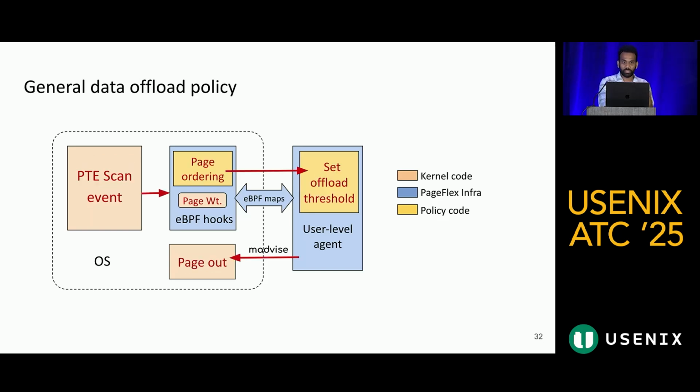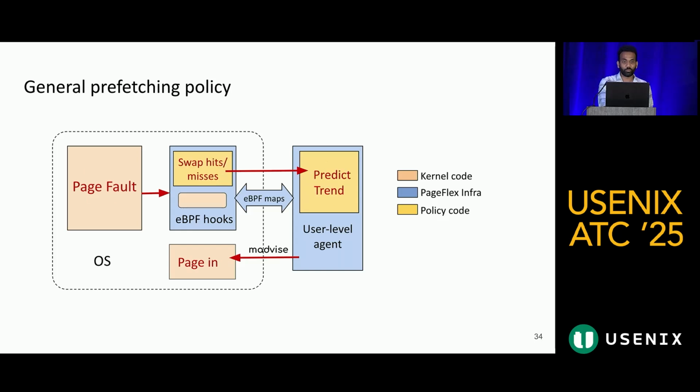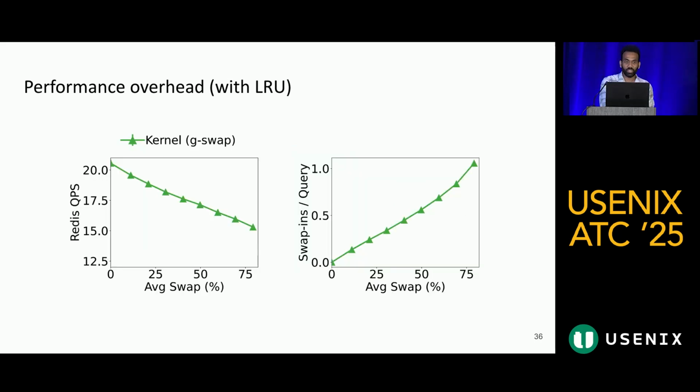We show that this particular model is enough to implement many policies. Without going into the details, we were able to implement many existing offload policies in a few lines of code. The same goes for prefetching as well. All we had to do was map those models that I previously mentioned to the design here. So PageFlex is able to implement existing policies with all these lines, again written outside of the kernel, whereas previously they were written inside the OS code. So PageFlex does this with very little overhead.